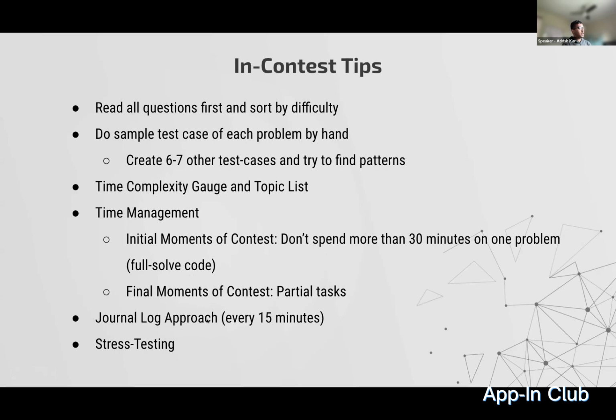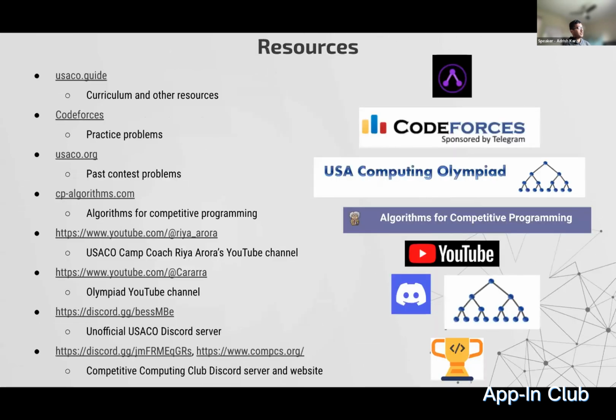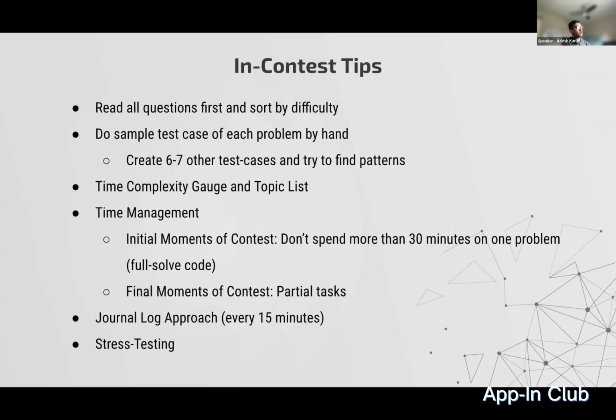And some things on here that are left, the journal log approach. I personally haven't used this, but I believe it's been suggested by finalists such as, I think this resource over here, Ria Aurora, she suggested a journal log approach, which has helped a lot of contestants. Essentially, the idea is that you have a journal log in which every 15 minutes you note down what you did in the past 15 minutes. So it would look something like this.